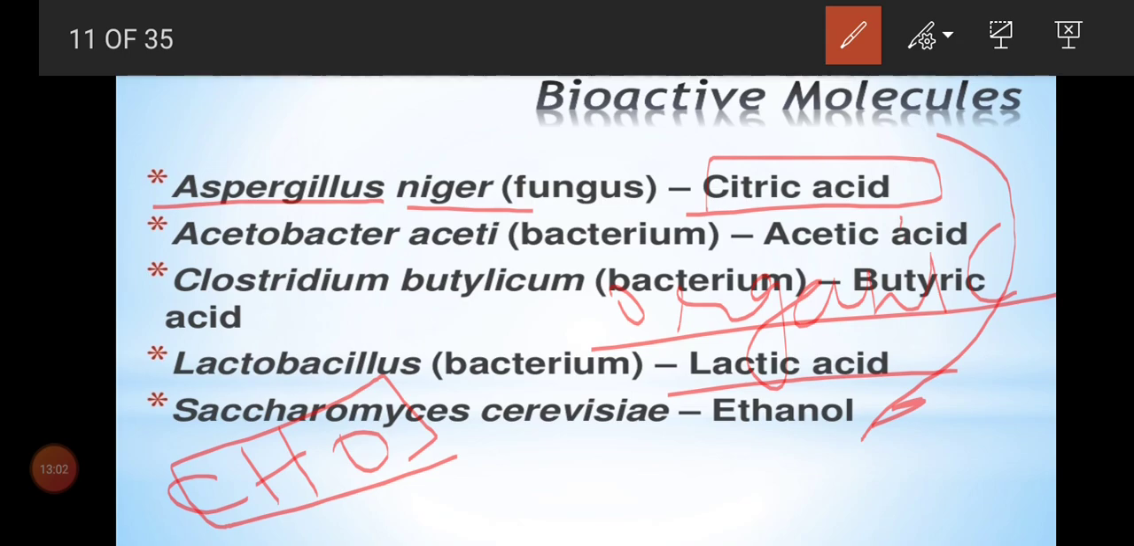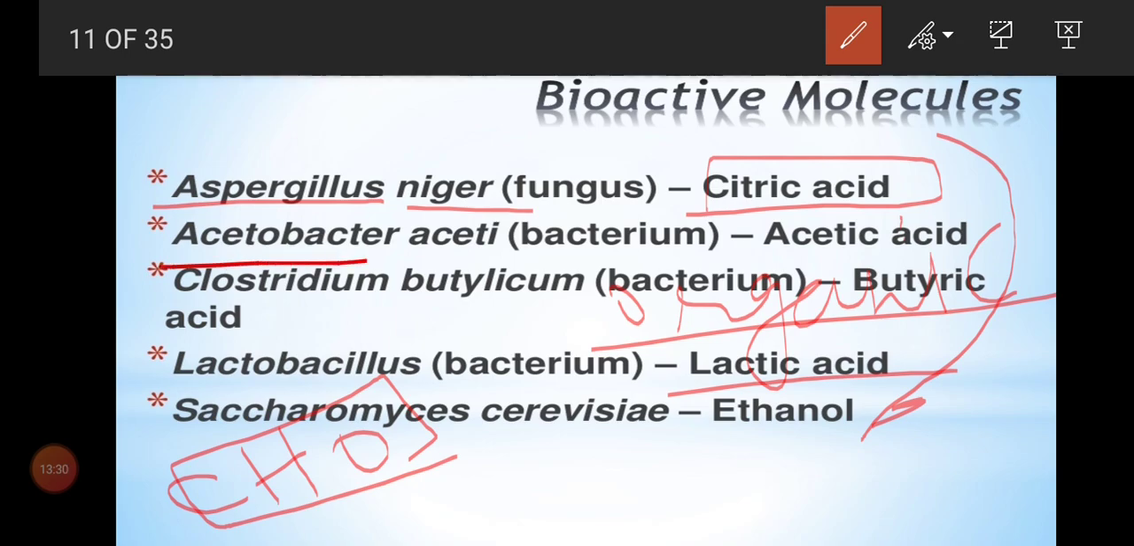So what is the first acid? Citric acid. We are getting it from one fungus group, that is Aspergillus niger. Normally we get citric acid from vitamin C fruits like lemon, orange, everything. But in industry also we need citric acid, because citric acid acts as a good preservative. So for preservation we need citric acid. For that, industrially they are using Aspergillus niger.